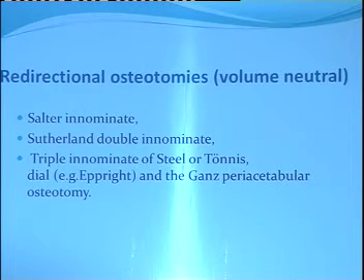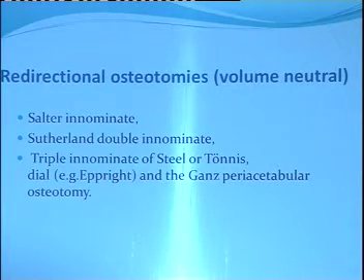The redirectional osteotomy, that is, where the cartilage is fused. These are the various examples. This is the Salter osteotomy, this is the double osteotomy. This is through the conjoint ramus, not one of the superior or inferior ramus, the conjoint ramus. And this is an example of the triple osteotomy.